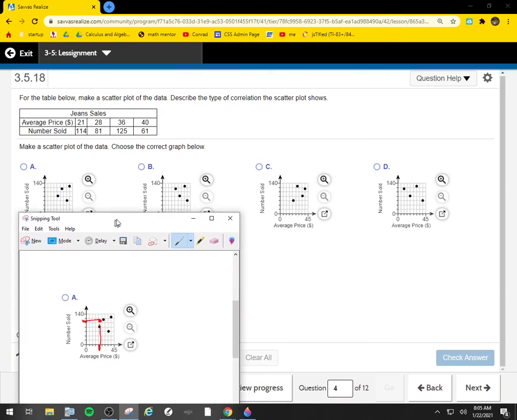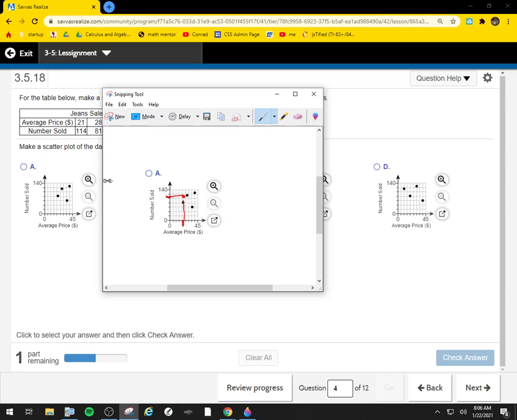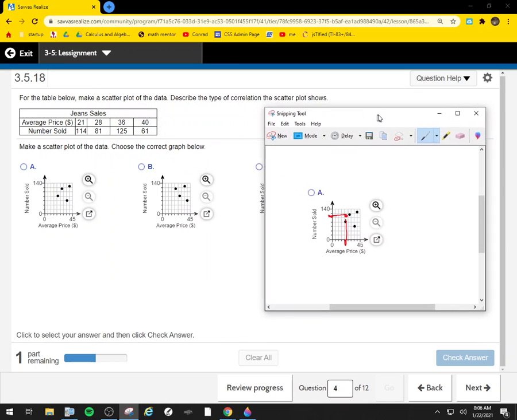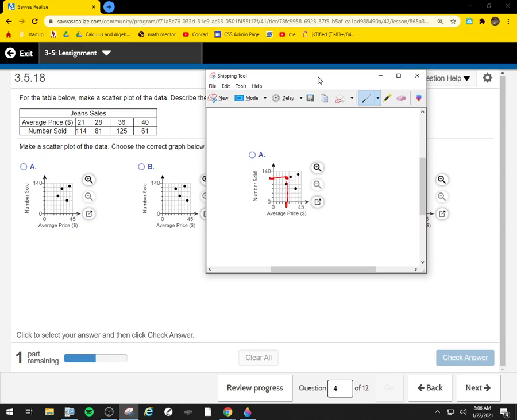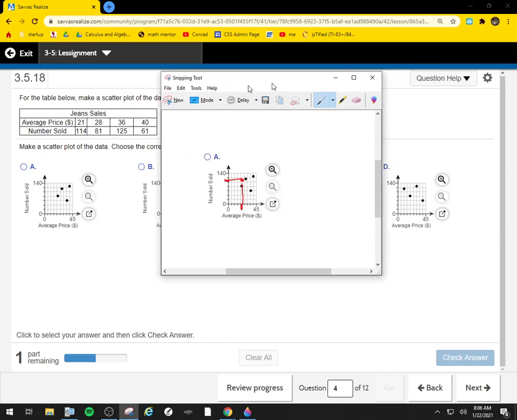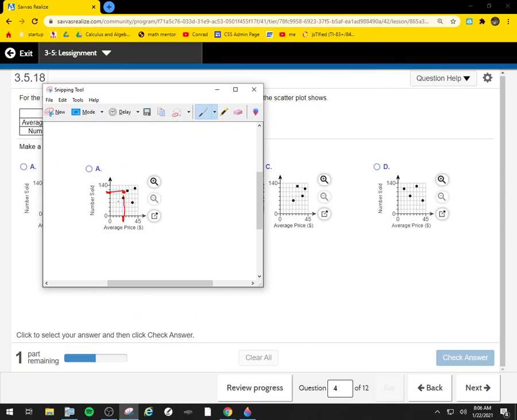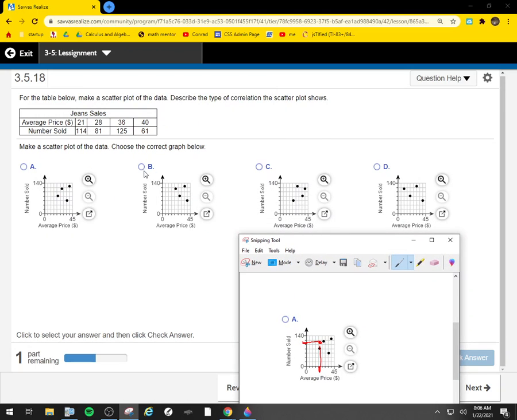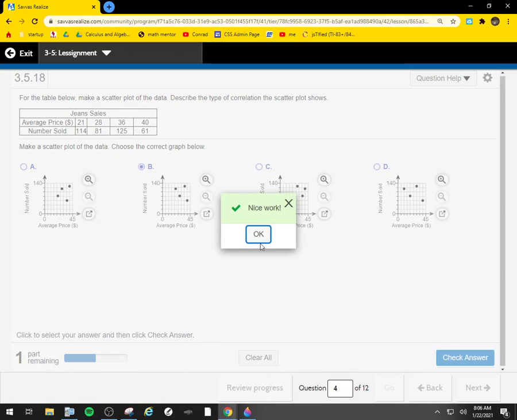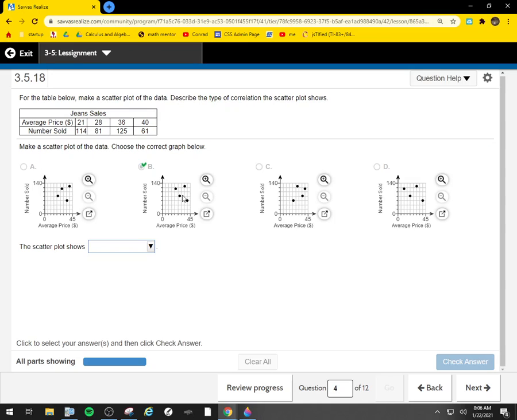So looks like A doesn't have that. Looks like B might. C doesn't have that, and D, okay, and D doesn't have that. So for me, B is the only one that has that. If there were more than one that had that dot, I would go on and check other dots until I had multiple dots.